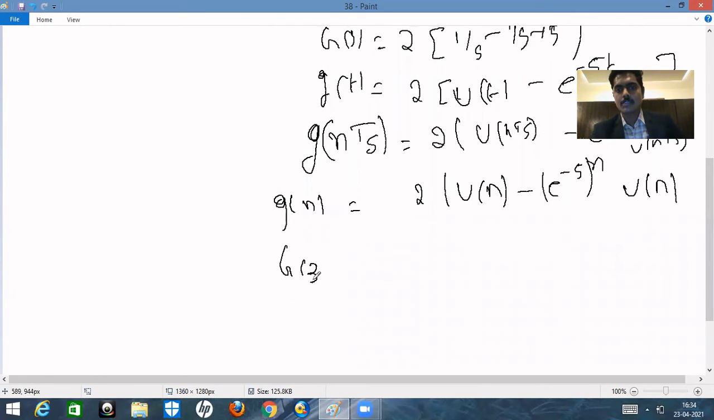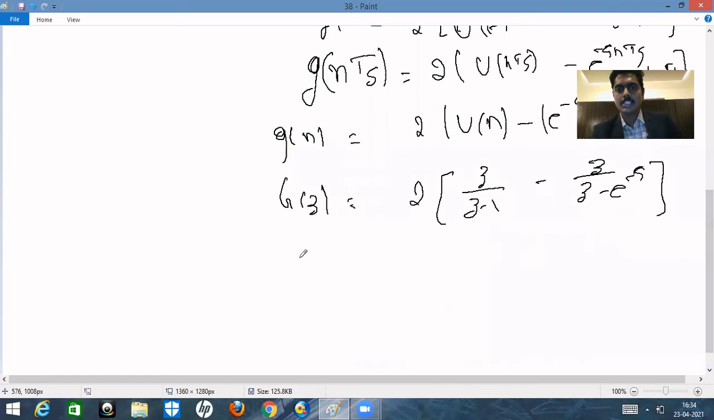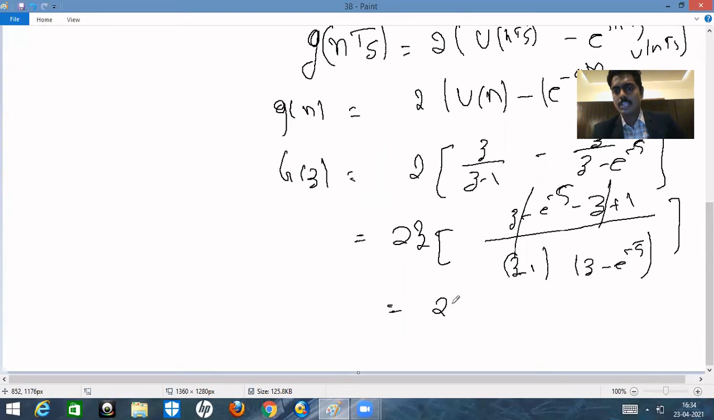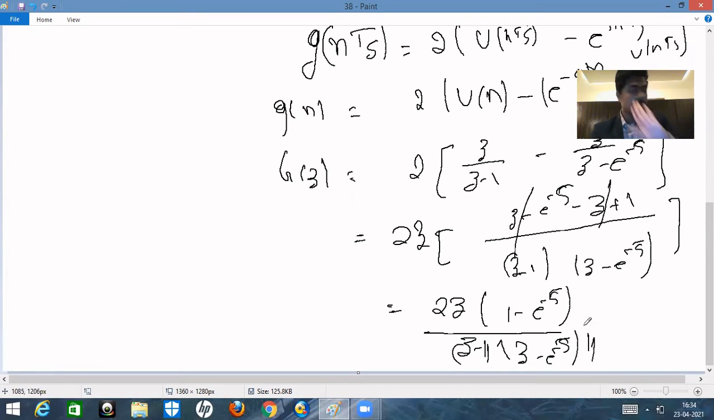So if you apply the Z transform for this function, 2 into, what is the Z transform of u of n? It is nothing but z by z minus 1, minus, what is a power n u of n? It is nothing but z by z minus e power minus 5 simply, isn't it? So if you take the LCM, you will get 2 into z into z minus e power minus 5 minus z plus 1, divided by z minus 1 into z minus e power minus 5. So z cancels out, then you will get the function as 2z into 1 minus e power minus 5 divided by z minus 1 into z minus e power minus 5, right? This is nothing but the Z transform for the given function.